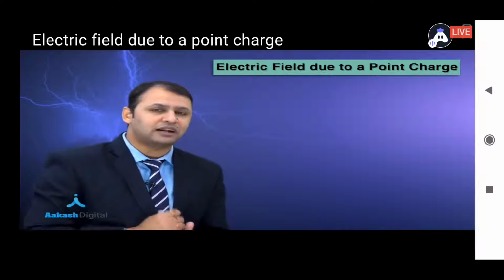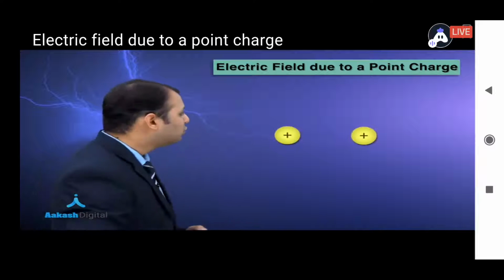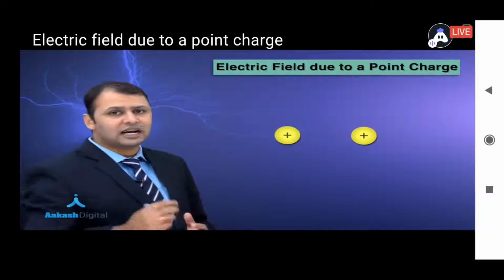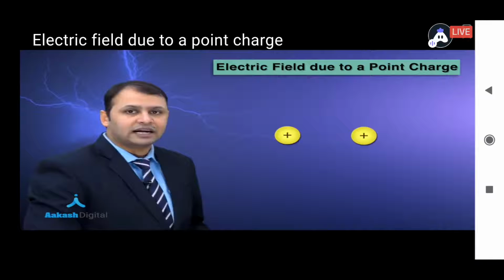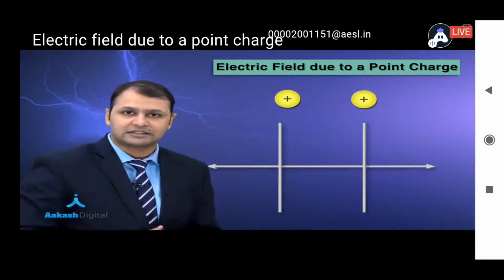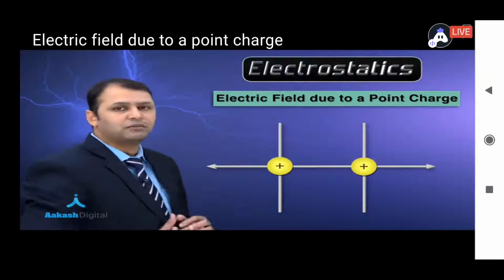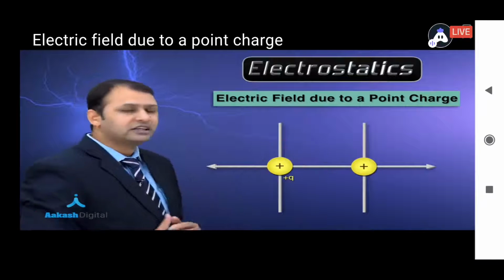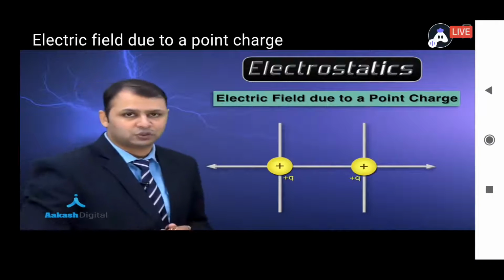Now let's assume another case where we have two positive equal charges. In that case, how will be the graph? In that case, what you should do is you should draw a line and put two vertical lines. At one intersection, put a positive charge plus q, and at that other intersection, put a positive charge plus q.